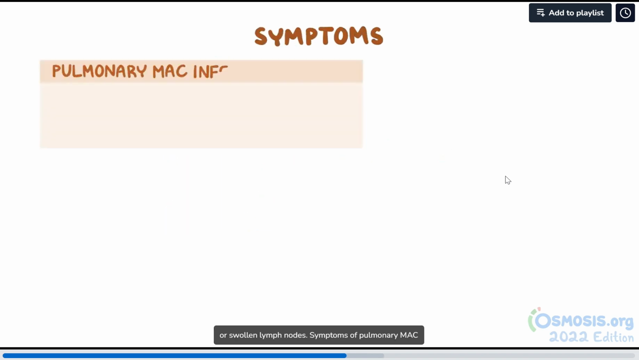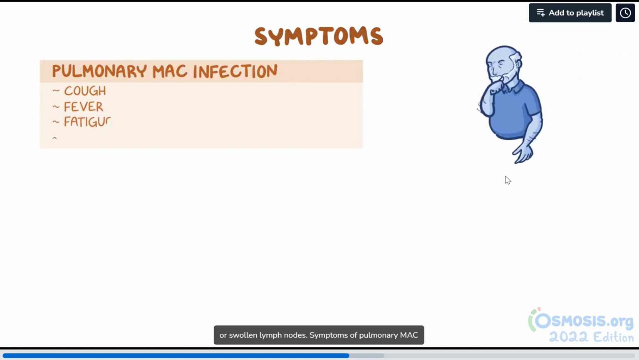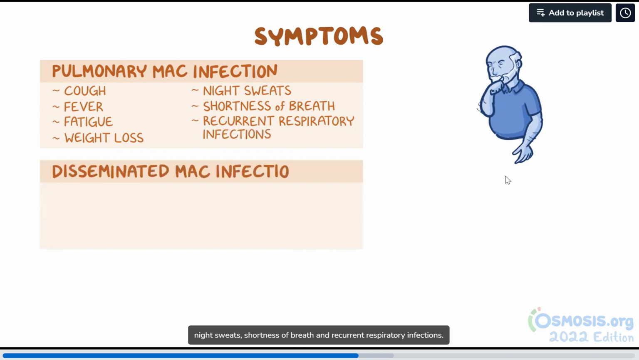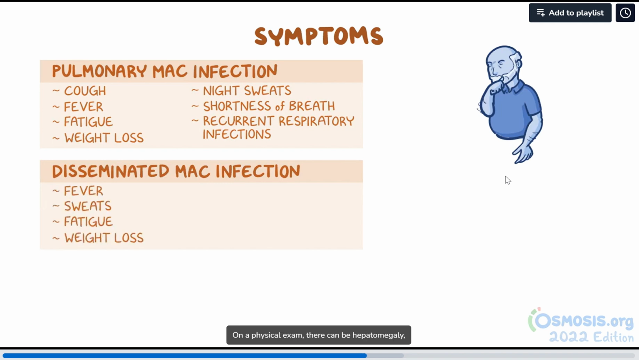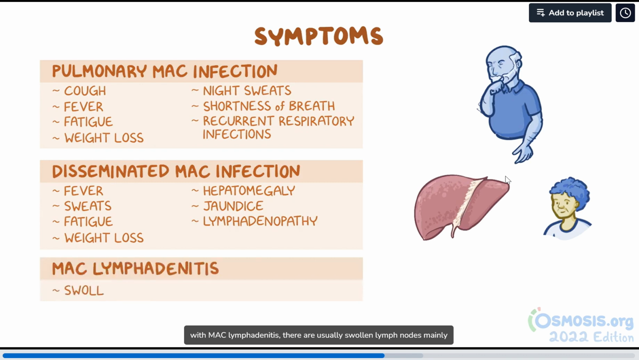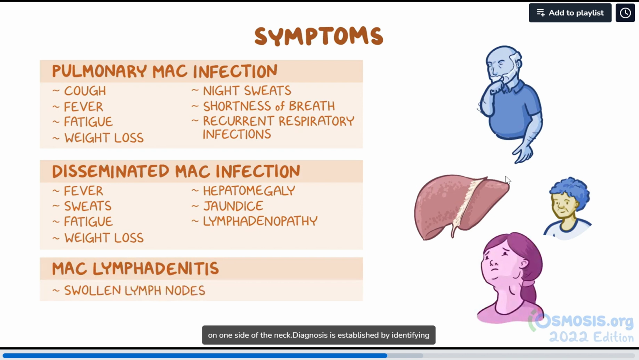Symptoms of pulmonary MAC infections include cough, fever, fatigue, weight loss, night sweats, shortness of breath, and recurrent respiratory infections. With disseminated MAC infections, there may be nonspecific symptoms such as fever, sweats, fatigue, and weight loss. On a physical exam, there can be hepatomegaly, or an enlarged liver, jaundice, or yellow pigmentation of the skin and mucous membranes, and lymphadenopathy, which means swollen lymph nodes. Finally, with MAC lymphadenitis, there are usually swollen lymph nodes mainly on one side of the neck.